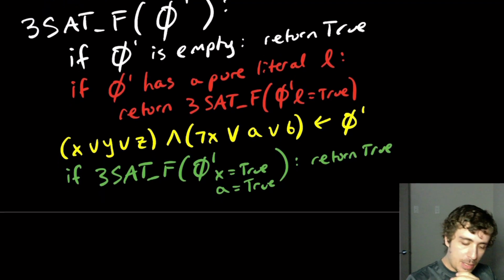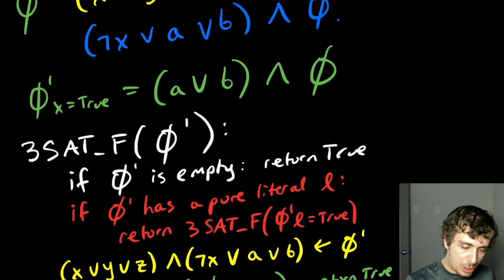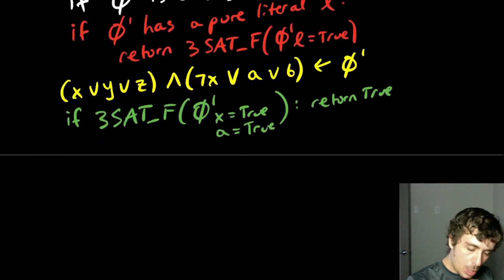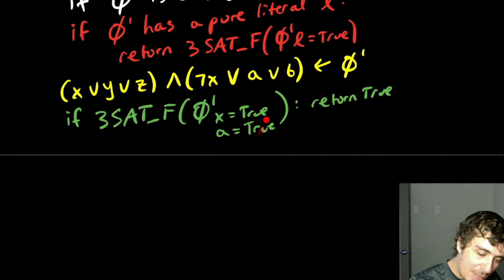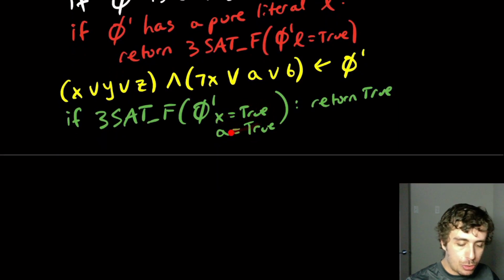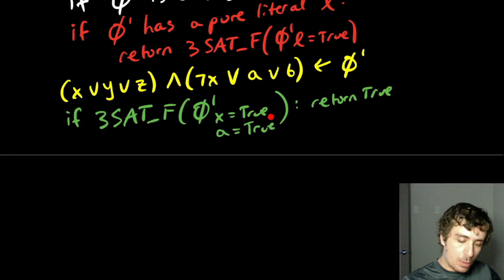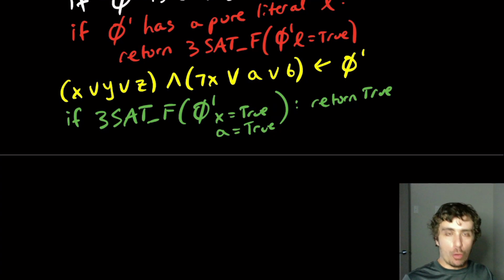Okay. Then let's think about what else we could do. If this is not the case, then if x is true and A is true, and let's say the formula is not satisfiable, then we don't know necessarily which of these is the culprit, right? So let's just try both. But we're going to do it in a smart way.